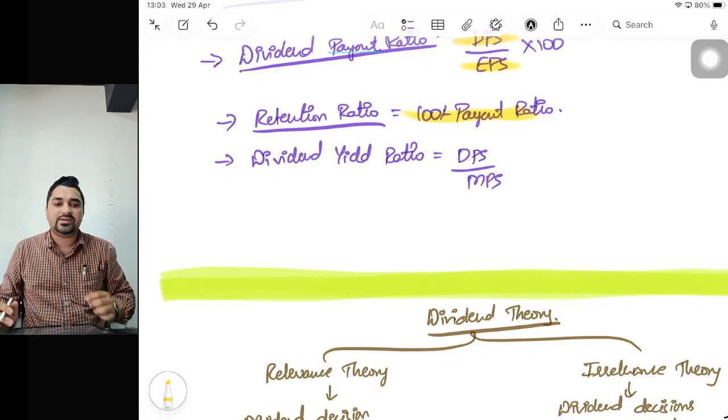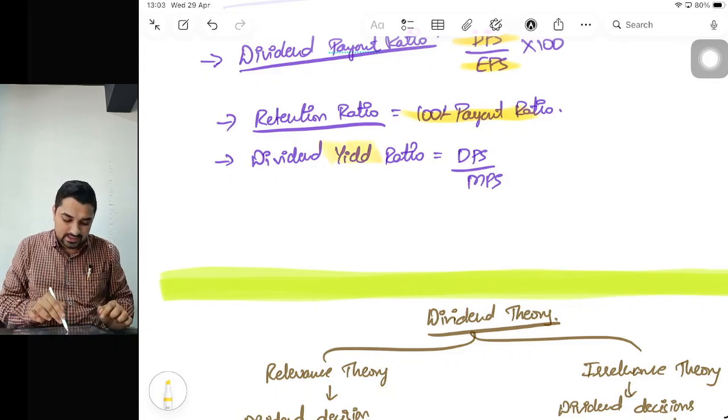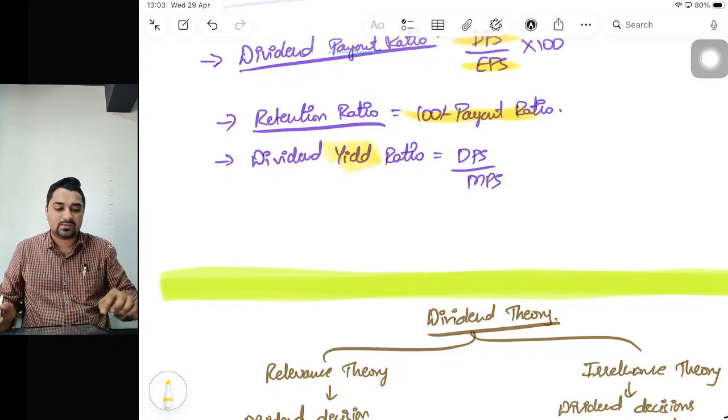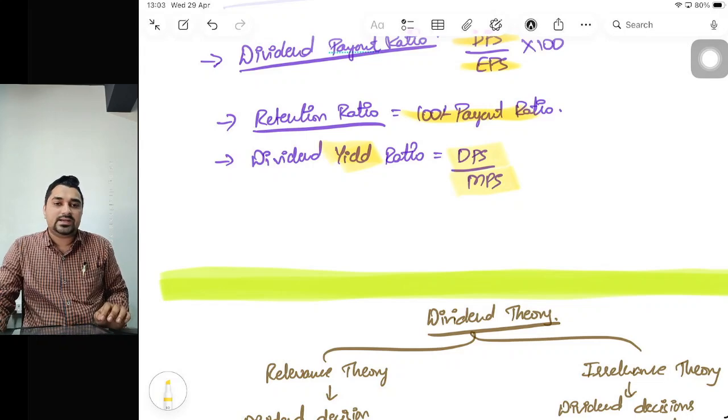Coming to the next formula, dividend yield ratio. Always remember, yield is always a percentage of market price per share. So the formula: dividend yield ratio equals dividend per share divided by market price per share.